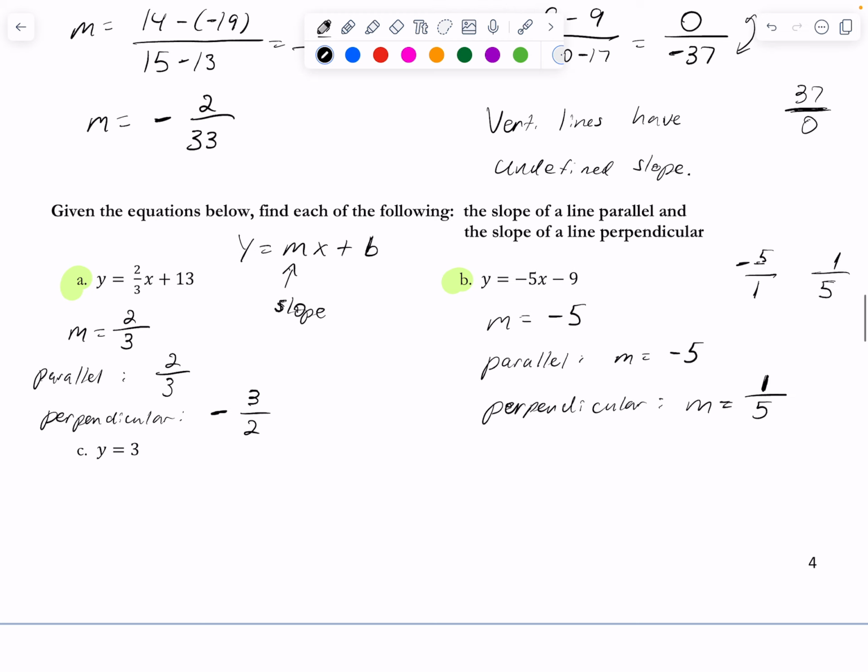All right, this last one is another horizontal line, which has 0 slope. So a parallel line would have a slope of 0, and a perpendicular line would be a vertical line, which would have undefined slope.